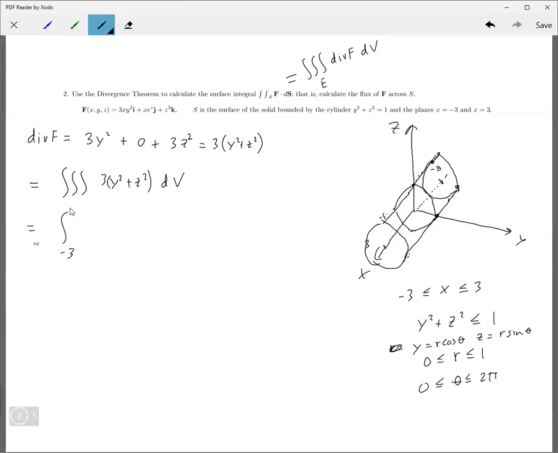We'll have x go from -3 to 3. R goes from 0 to 1. Theta goes from 0 to 2 pi. Okay, all that becomes r squared. And then our integral of this part is r dr d theta. Okay, so r dr d theta. But then you also have dx right here on the end.